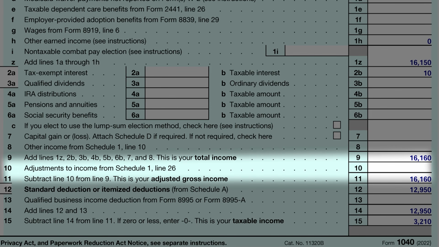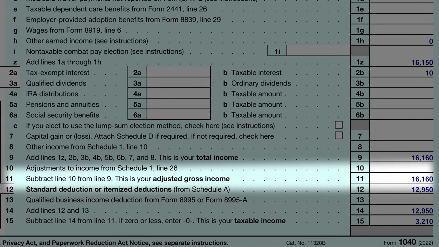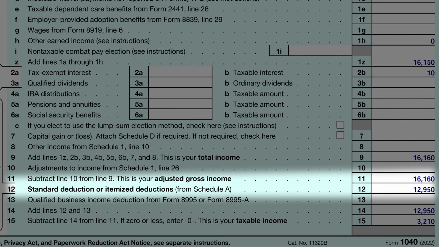Next is the box for standard deduction or itemized deductions. The standard deduction is a fixed dollar amount that a taxpayer can subtract from their taxable income when they file their taxes. The standard deduction reduces the amount of income that is subject to tax, and thus reduces the taxpayer's tax liability. The standard deduction amount changes each year to keep pace with inflation. The key difference between the standard deduction and itemized deductions is that the standard deduction is a fixed dollar amount, while itemized deductions are based on actual expenses incurred. To claim itemized deductions, one needs to fill out Schedule A of the Form 1040.